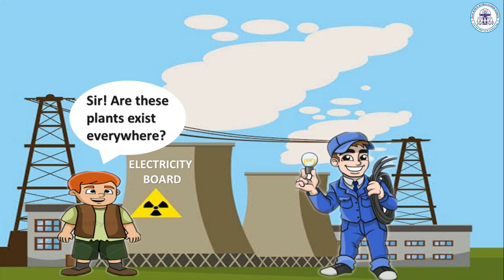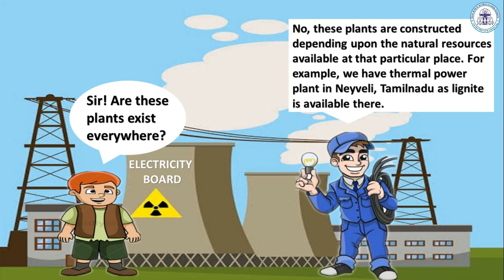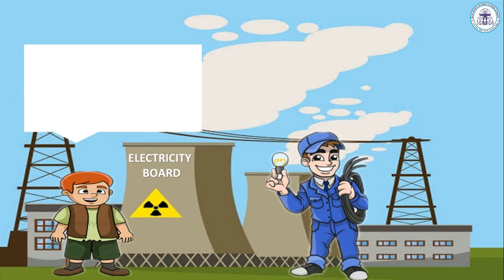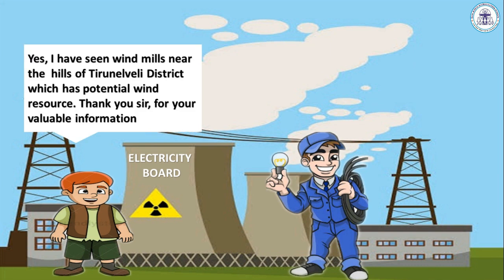Selvan: "Sir, do these plants exist everywhere?" Engineer: "No. These plants are constructed depending upon the natural resources available at that particular place. For example, we have a thermal power plant in Neyveli because in Tamil Nadu lignite is available." Selvan: "Yes, I have seen windmills near the hills of Tirunelveli district, which has potential wind resource. Thank you, sir, for your valuable information." Okay, Selvan.